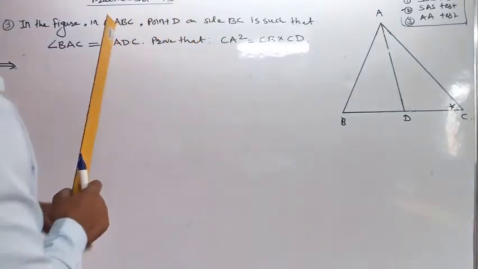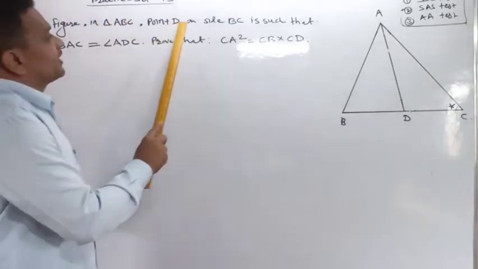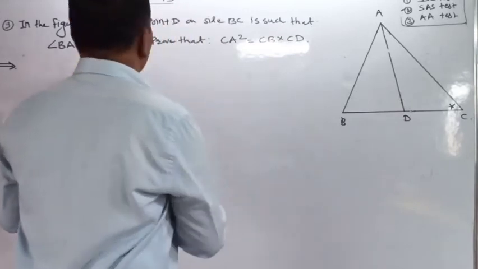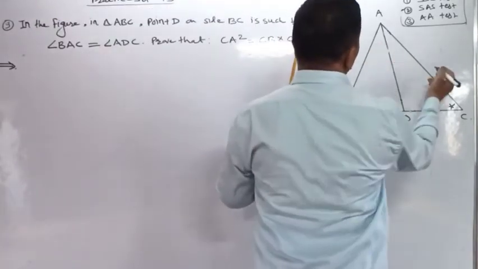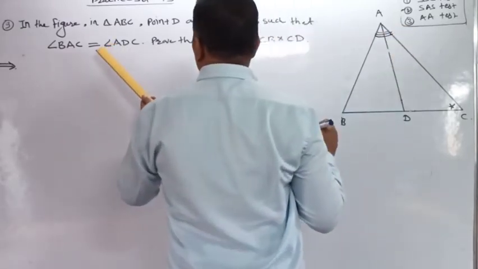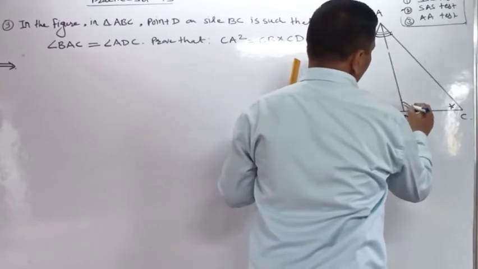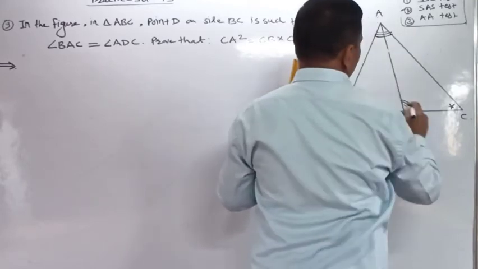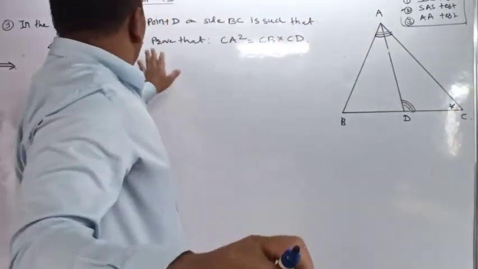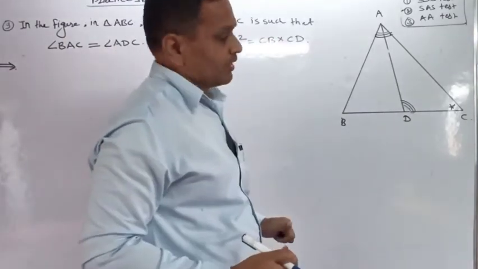Now, friends, what is here in the ninth example? In the figure, in triangle ABC, point D is on side BC such that angle BAC is equal to angle ADC. Then prove that CA square is equal to CB into CD.